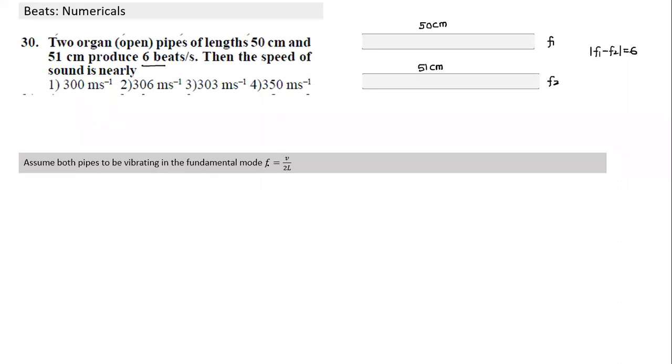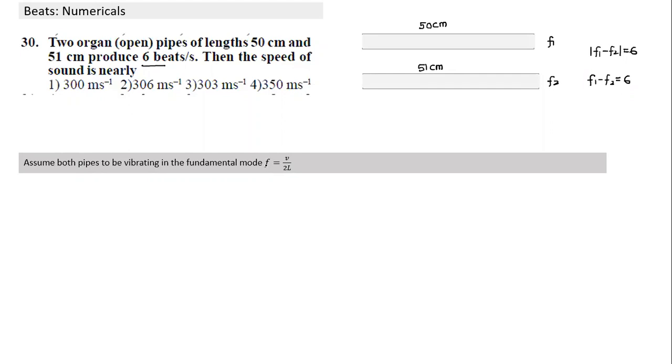So the frequency is inversely proportional to length. The one which has longer length will have smaller frequency. So it clearly tells you F1 will be higher and F2 will be lower. In fact, no need for the mod also. F1 minus F2 is equal to 6. That is what is given. So we are just using two things.